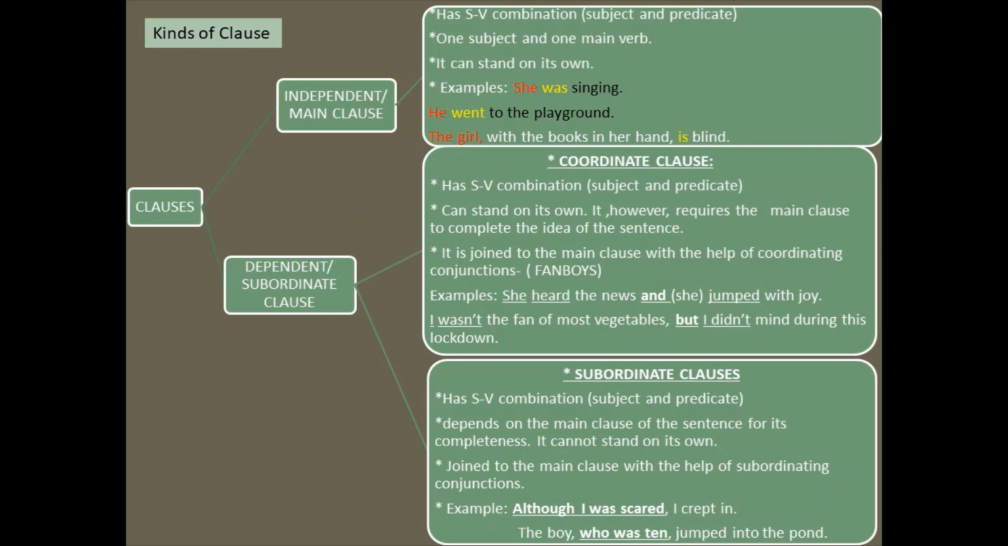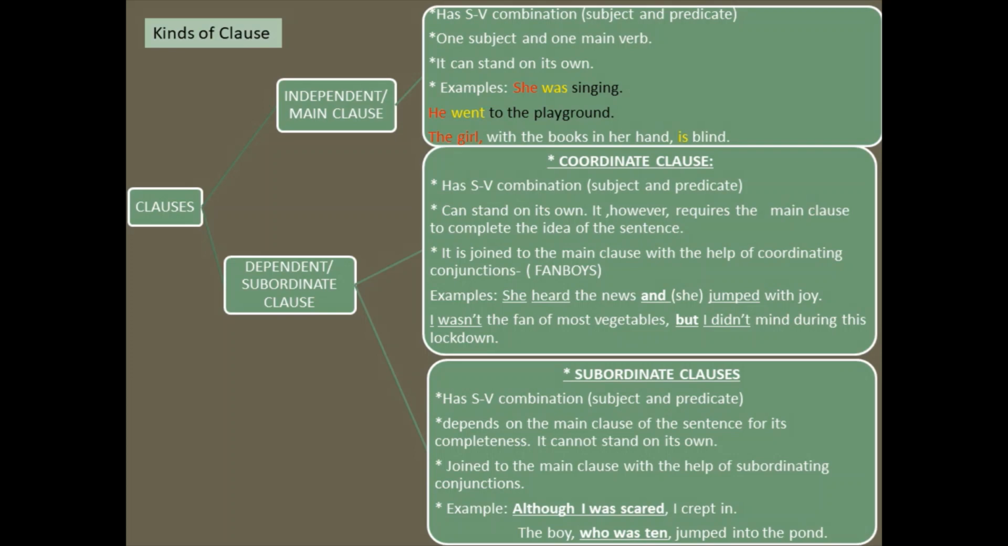Who jumped into the pond? The boy. So we get the associated verb of the subject in the other part of the sentence. So if we join these two, we get the boy jumped into the pond. Now this whole part of the sentence becomes one main clause. The boy jumped into the pond. The subject verb combination. So when we join this particular part together, we get one main clause.